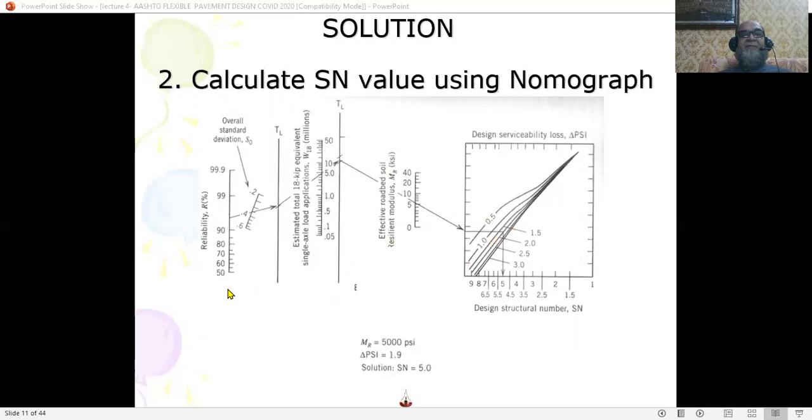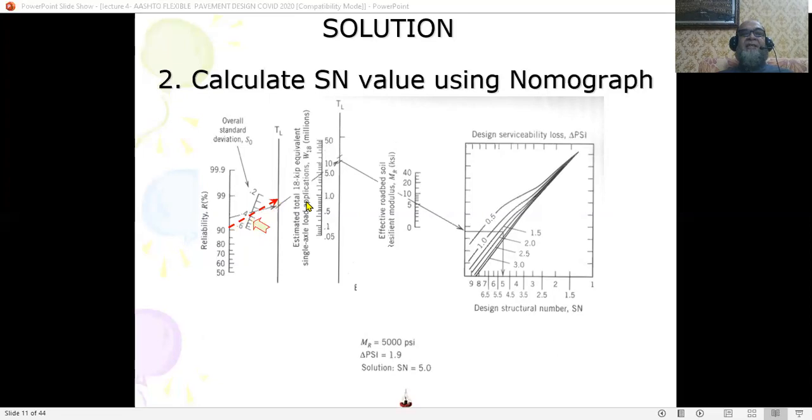What we do first? First, we locate our design parameters. Our reliability is 90, so we put 90 over here, and then the standard deviation is 0.45. So what I've done is I've connected 90% to 0.45. I have drawn a straight line and extended it to this transfer line. So you locate these parameters on the graph and then join these 2 points and extend the line. So now we are standing here.